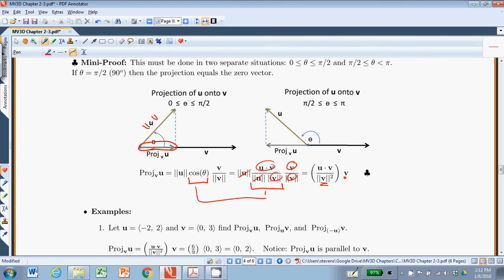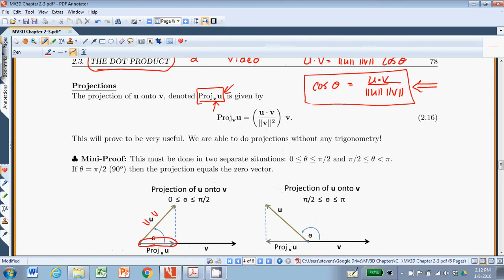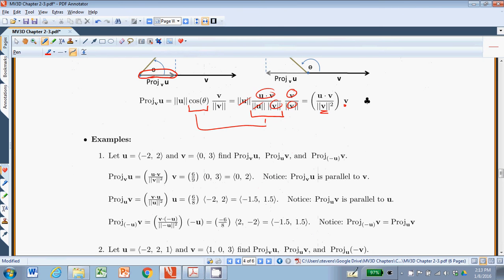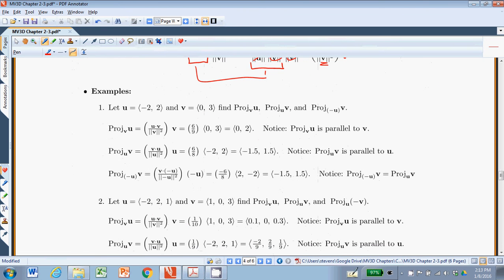So the formula for the projection of u in the direction of v is given right here, and the thing to notice is that there's no trig. It's the beauty of the dot product right there. We'll do a couple of examples here, the first in 2 space and the second in 3 space.